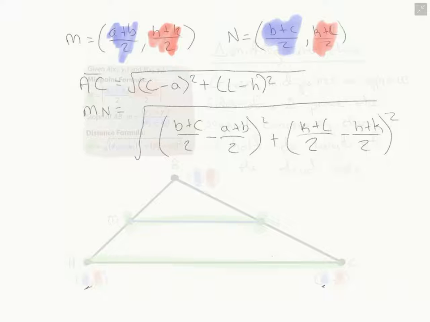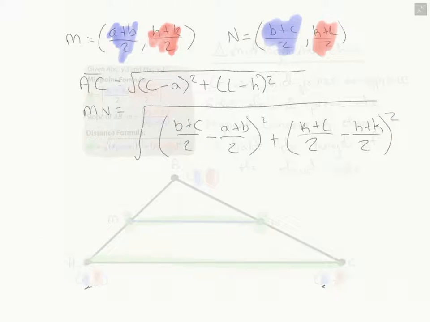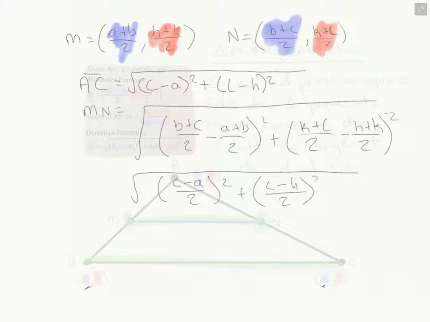Okay, now I'm going to do some simplifying inside of here, and if you have trouble following the simplification, you're going to have to go watch the previous video, because otherwise I'm going to run out of space. Essentially, b halves is going to cancel with negative b halves, and then k halves is going to cancel with negative k halves, leaving us with a slightly simpler C minus A over 2 squared plus L minus H over 2 squared. So we're looking pretty good. We've got C minus A, L minus H, C minus A, L minus H, and the divisions by 2 here.